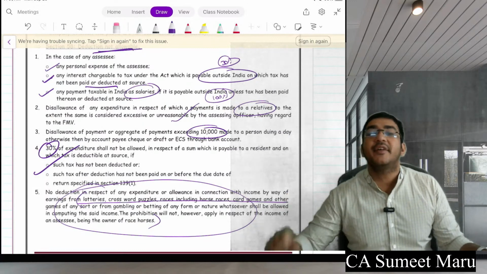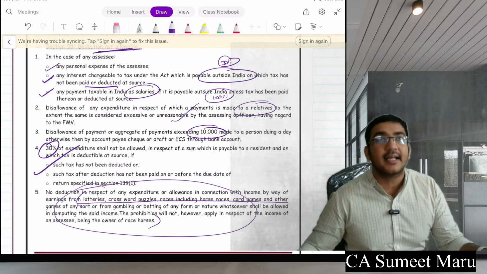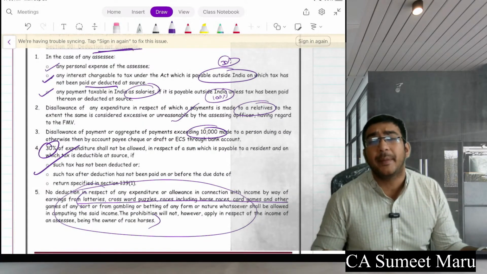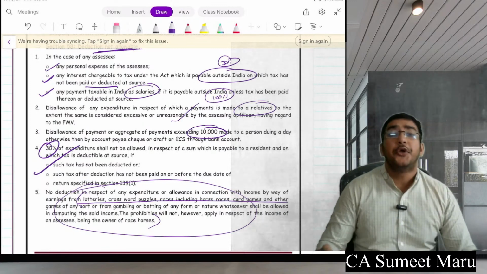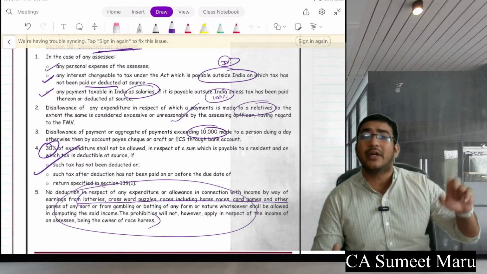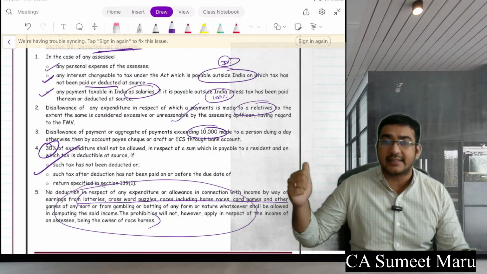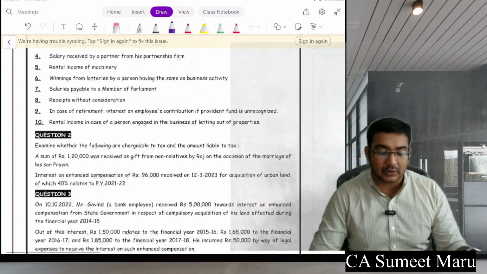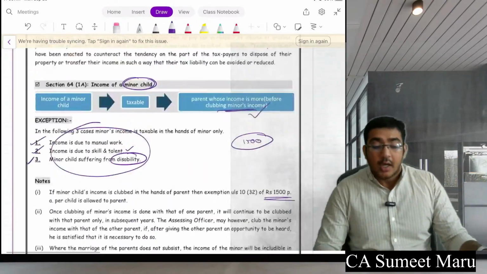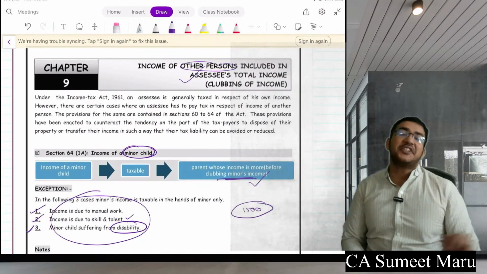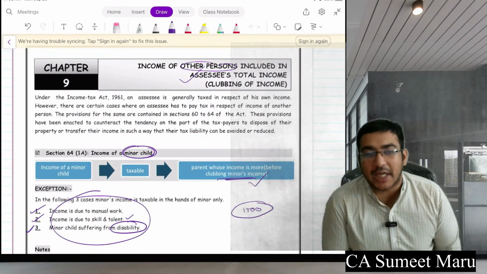Okay. Thereafter, we go further and we see, guys, that also if you pay anyone more than 10,000 in cash, or you pay excess to relative, just like 40A(2) and 40A(3), the disallowances are attracted in income from other sources as well. Then with this, we finished our income from other source chapter.